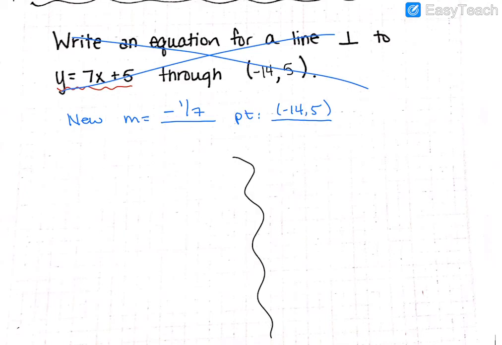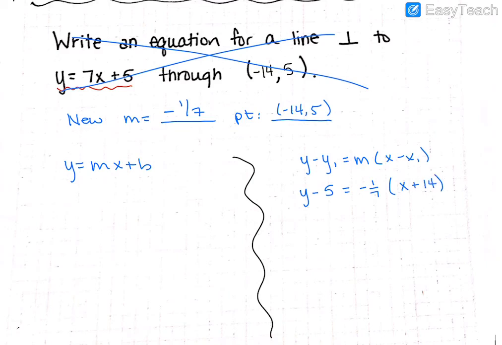We can write it in point slope form first. So remember, point slope form is y minus y1 equals m times x minus x1. You like to do it that way. Or you can write it in y equals mx plus b form and fill in what you know and find the unknown. Y minus y1 would be y minus 5 equals, m is going to be -1/7 now, times x minus -14, so plus 14. Remember, it shows up opposite in the point as it does in the equation. 5 looks like -5, -14 looks like +14.